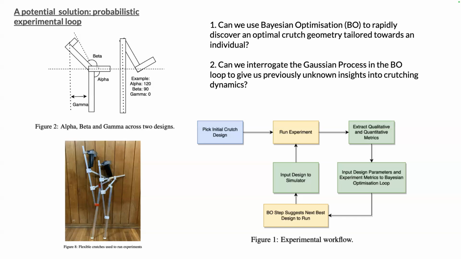And second, one of the beauties of using Gaussian process is the fact that you can then query the knowledge that it has gained from this data to better understand crutching dynamics. And as we'll see right at the end, the beauty of this system is that once it can do it for one person, it can more rapidly do it for another. And that is the beauty of this Bayesian optimization, the Gaussian process. It can rapidly transfer, but we'll look at that later. Okay, so with that as a workflow, let's look at the metrics.